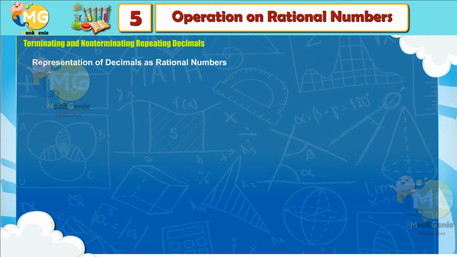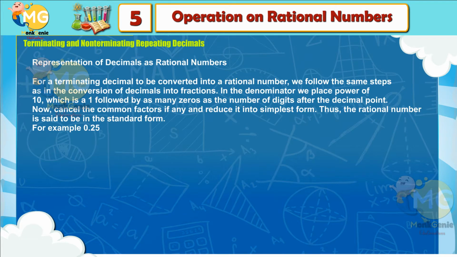Representation of decimals as rational numbers. For a terminating decimal to be converted into a rational number, we follow the same steps as in the conversion of decimals into fractions. In the denominator, we place a power of 10, which is a 1 followed by as many zeros as the number of digits after the decimal point. Now, cancel the common factors, if any, and reduce it to the simplest form. Thus, the rational number is said to be in the standard form. For example, 0.25. 0.25 is equal to 25/100, which is equal to 1/4.